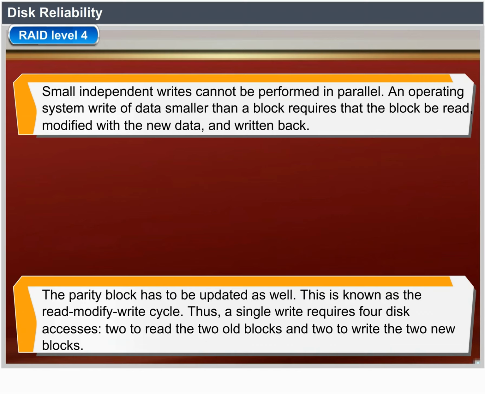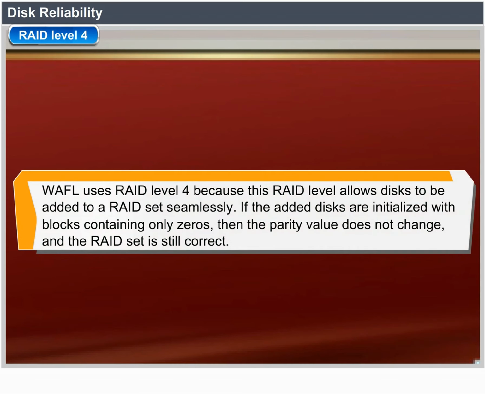WAFL uses RAID level 4 because this RAID level allows disks to be added to a RAID set seamlessly. If the added disks are initialized with blocks containing only zeros, then the parity value does not change and the RAID set is still correct.